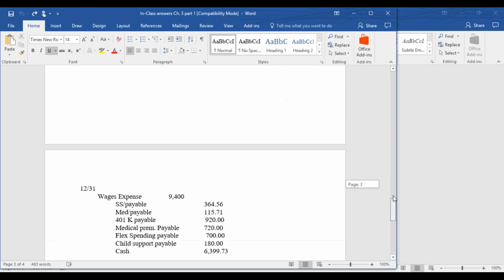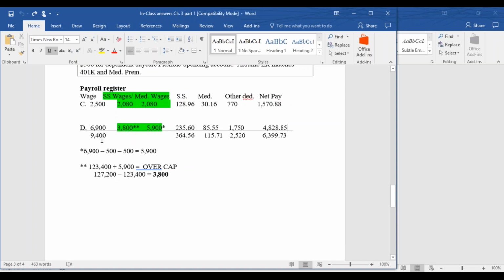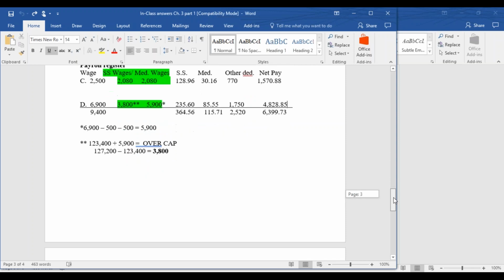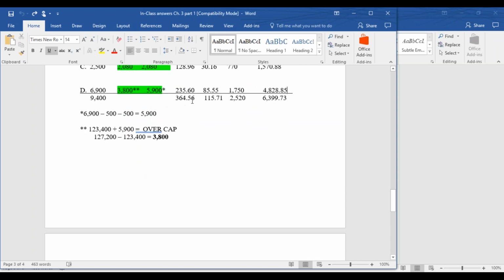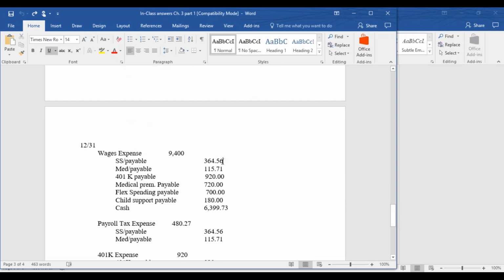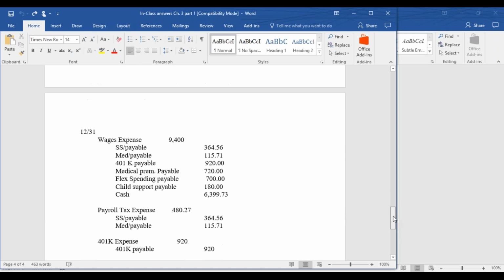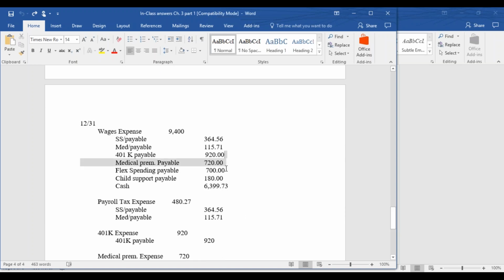We can now do the journal entry as well. The journal entry is just the total, so we're going to have a wage expense of $9,400, and then have credits for the three withholdings here. Social Security was $364, $115 for Medicare, and then I went ahead and separated these because that's how we're going to do it in the future, just to show you. I specified that 401k had a total of $920 going into it.